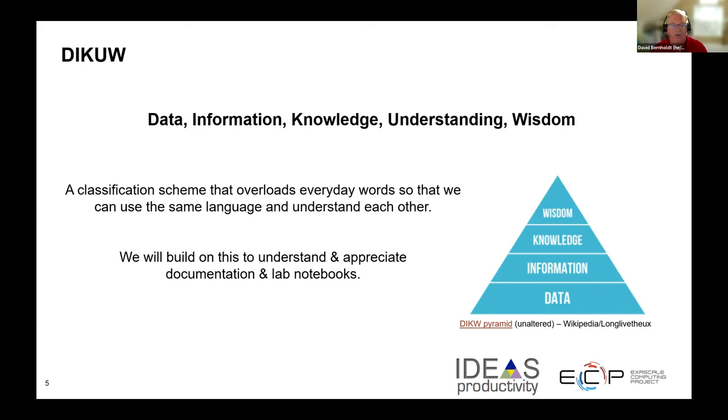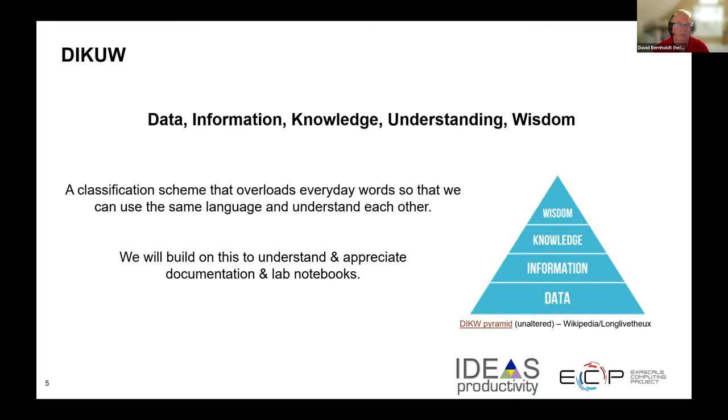And that's this suite of terms: data, information, knowledge, understanding, and wisdom. They're often abbreviated in the communities that study these things as DIKUW, and they can be envisioned in this pyramid. Oftentimes it seems that understanding gets left out when people draw these pyramids. But this is a classification scheme that allows us to talk about words that we use commonly, but with more specific meanings to them.